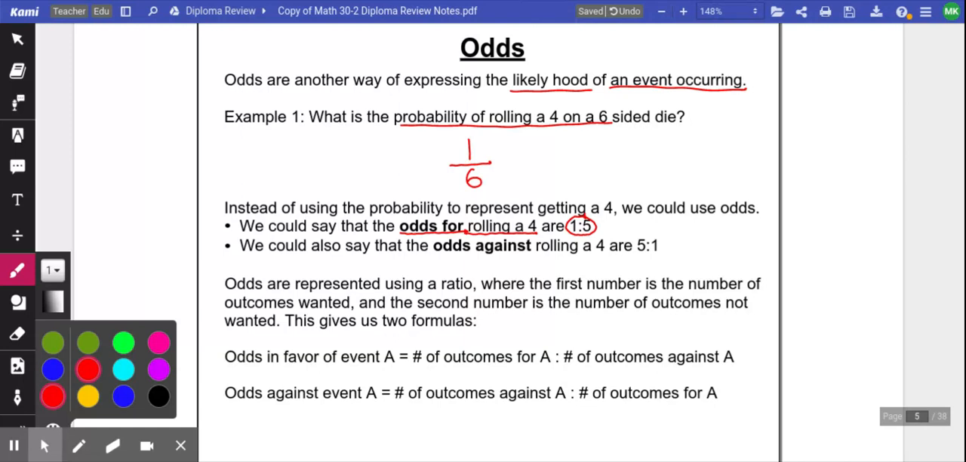The reason we do it that way is probability is what you want divided by what's possible. Odds shows you what you want versus what you don't want. So when you're talking about rolling a 4, there's one number you want, there's 5 numbers you don't want. So it kind of gives you an idea of the likelihood of that thing happening. There's one thing I want, there's 5 things I don't want. When they say odds against, it just reverses the order. So now they write the don't want first, and they write the want second.